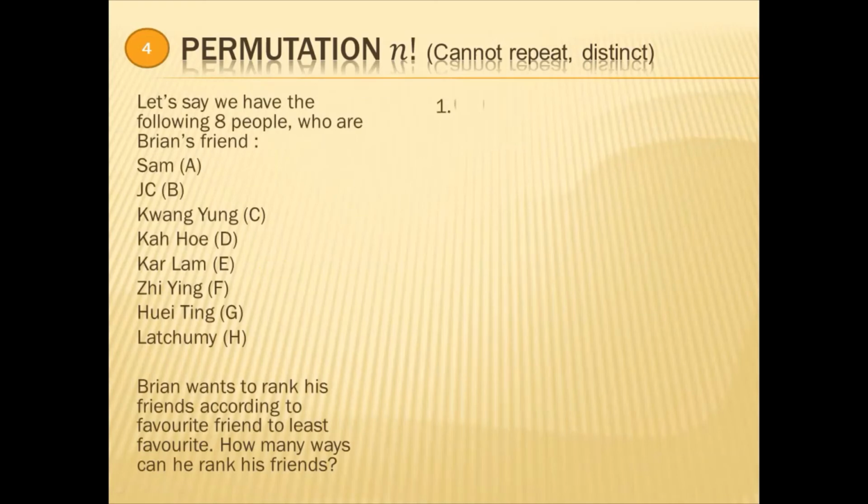Okay, so number 1 could be Ada, could be Sam, or could be JC, could be Kwang Yung, or Kaho or Kalam or Ziying, until there are 8. So it means for his favorite friend there are 8 choices. Okay, so for example he chooses Kaho. So that means Kaho can no longer be chosen. So for the second favorite friend there are only 7 choices left.